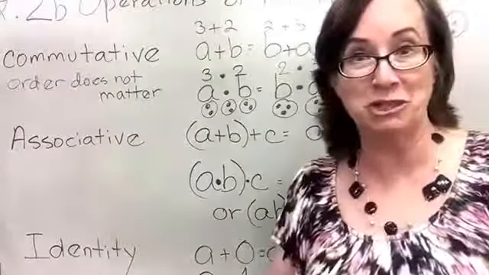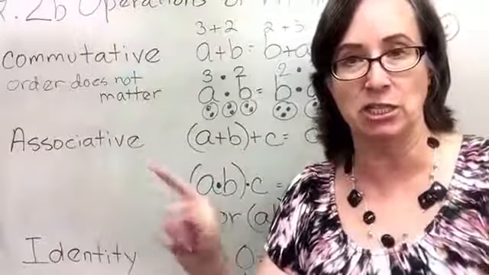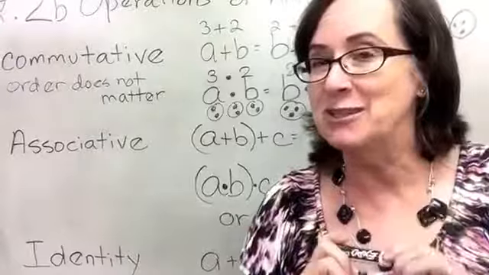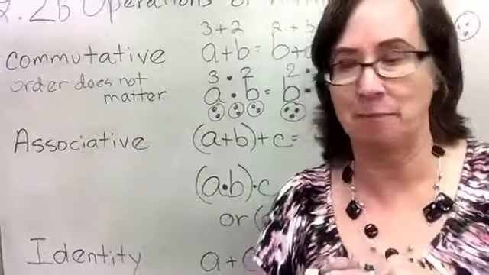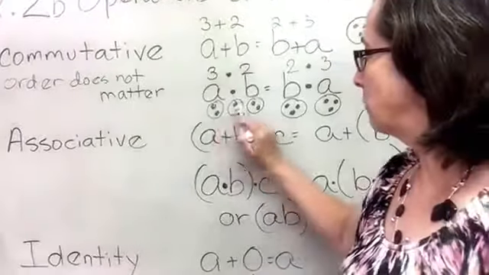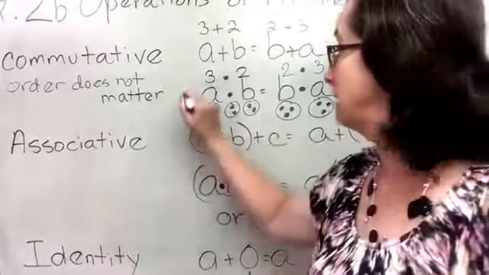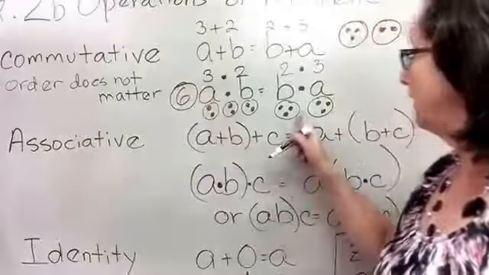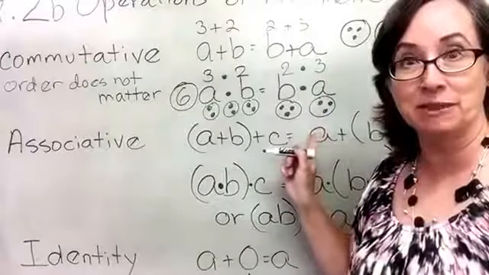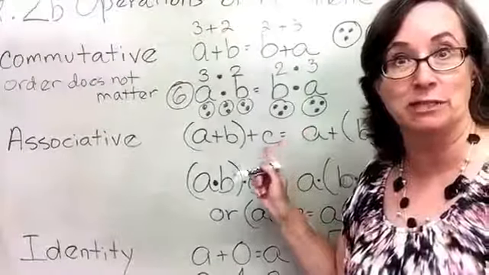Now, my pictures don't look the same on each side, but is the product the same? Okay, well, this is 3 groups of 2, so that's 2 plus 2 plus 2 is 6. Okay, and then on the other side, it's 2 groups of 3, which is 3 plus 3, which is 6.